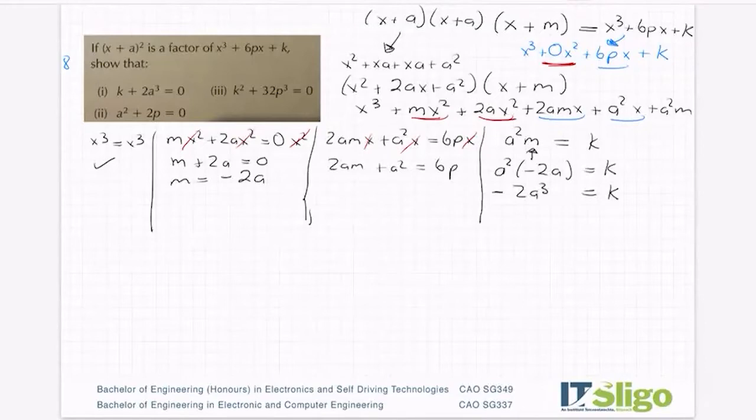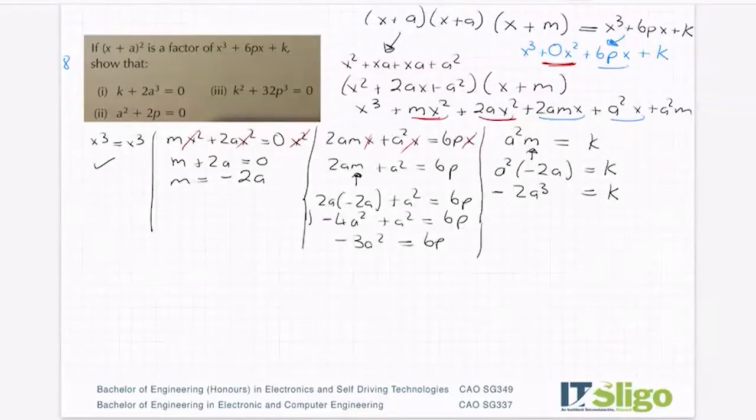Okay, and do you know what? Let's sub in for the m here too. I'll have 2a times minus 2a plus a squared is equal to 6p. 2a by minus 2a is minus 4a squared plus a squared is equal to 6p, or minus 3a squared is equal to 6p.